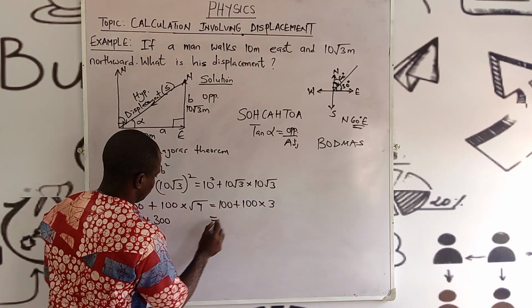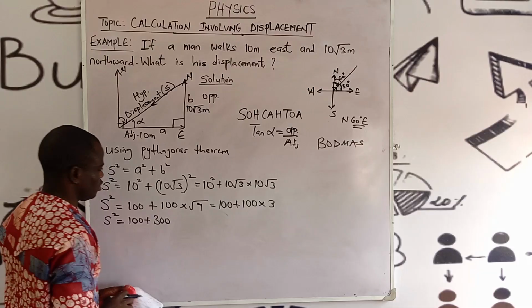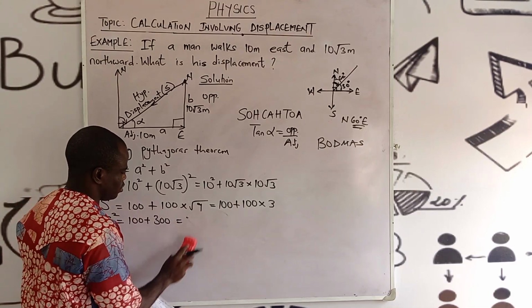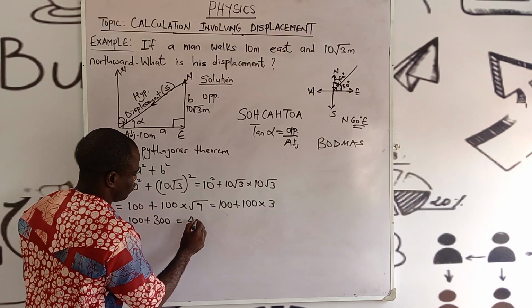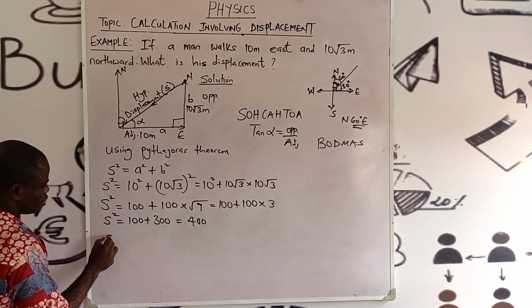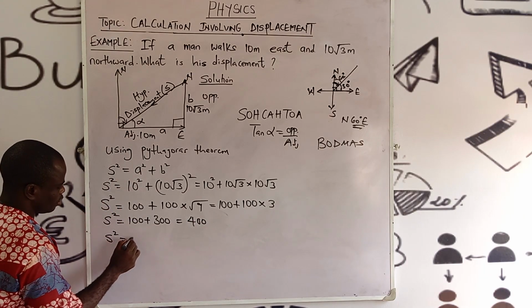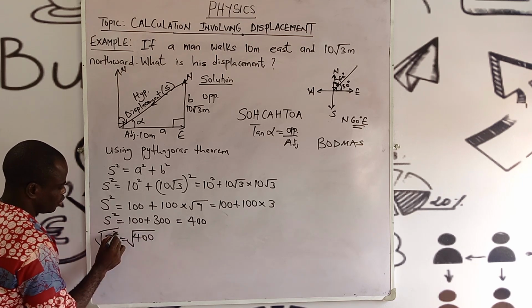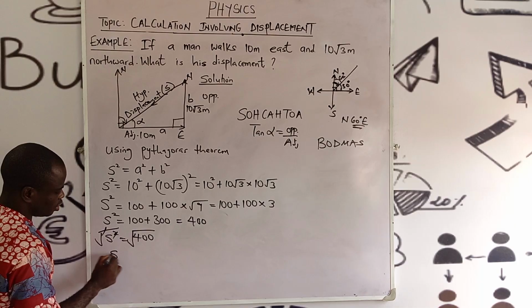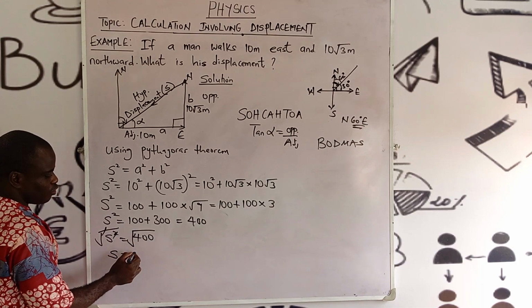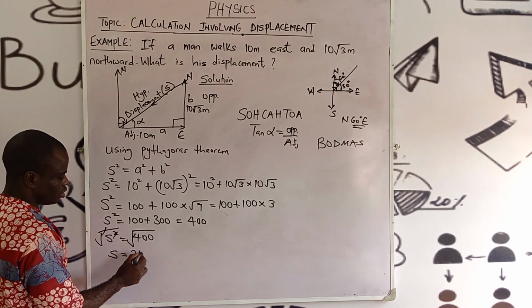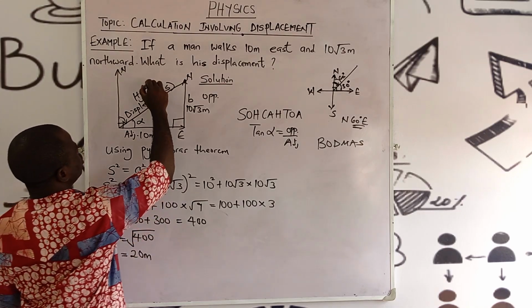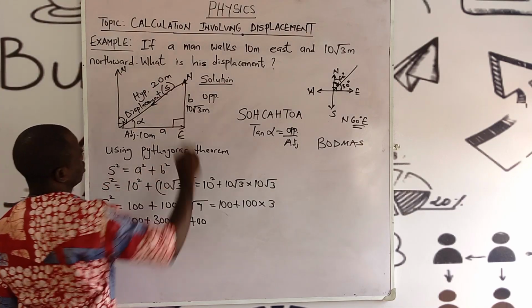Now S squared equals 400. Find the square root of both sides. The square and the square root cancel. Your S now equals the square root of 400, which is 20 meters. Your S now is 20 meters.